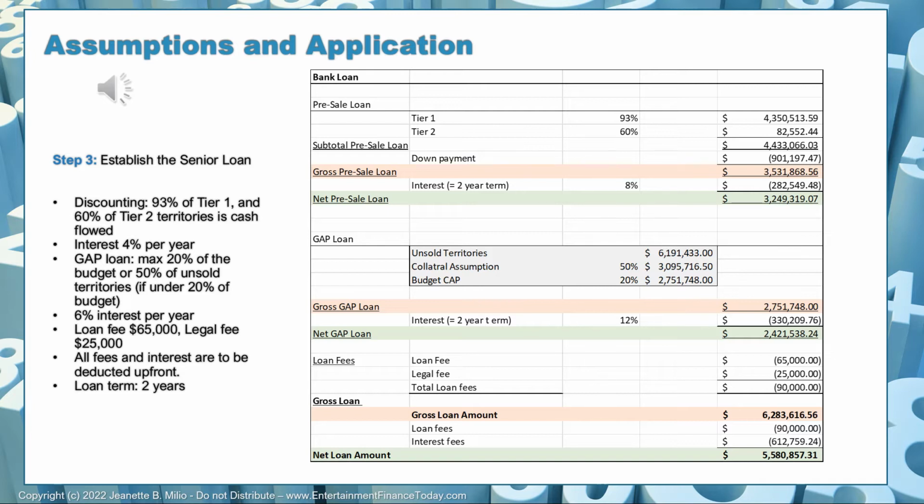We are paying interest 6% per year. For 2 years, that is 12%. So 12% of the gross gap loan amount of $2,751,748 is $330,209.76. The net gap loan amount is $2,421,538.24. That is the amount we have available to cover our budget.